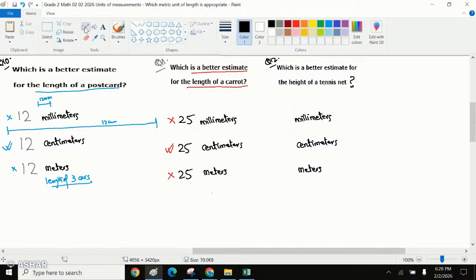Would it be 1 millimeter, 1 centimeter, or 1 meter? We know that 1 millimeter is just this length. This is 1 mm. 1 centimeter would be this. Can a tennis net have this height? We know it cannot be millimeter, it cannot be centimeter, then it has to be a meter. Agreed? Yes, 1 meter is the height of the tennis net.